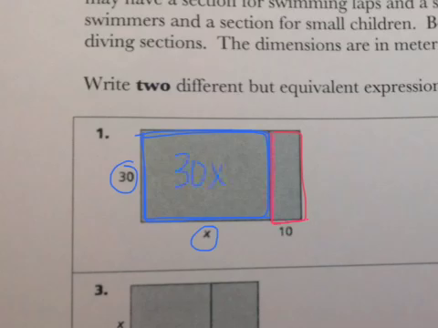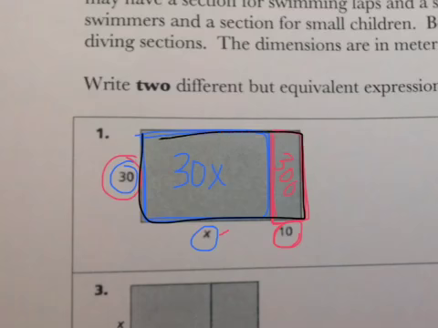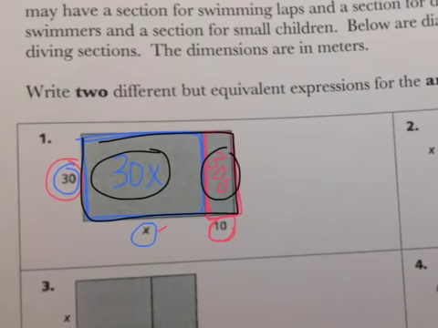For the diving section, the base of that section is 10. The height is also that 30. We multiply 30 times 10, or 10 times 30, and we get 300. So one way to express the area of the whole pool would be to add those 2 smaller areas together. So we could say that the area of this pool is 30x plus 300.